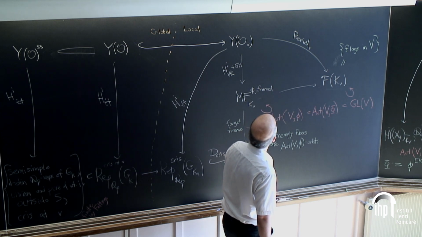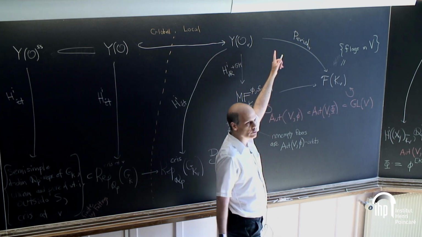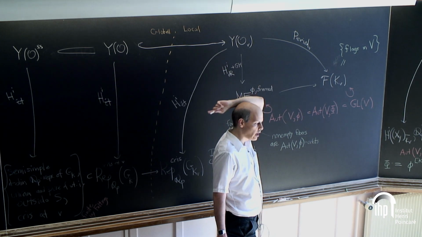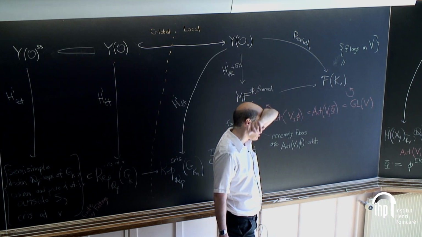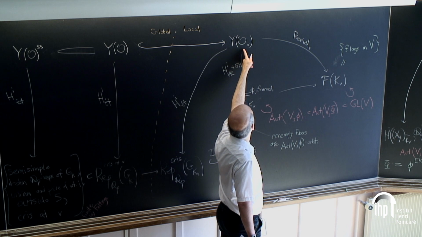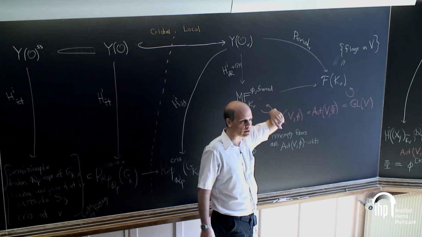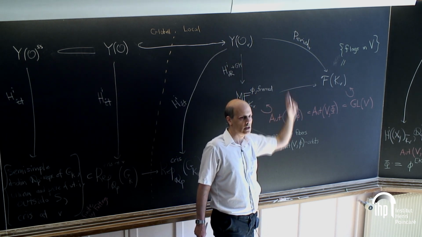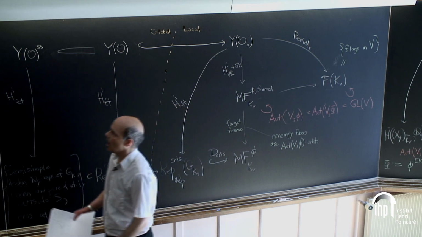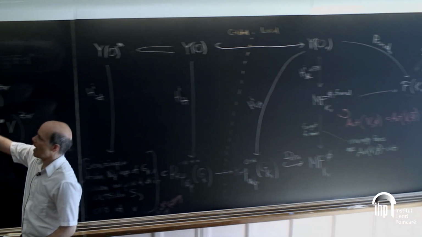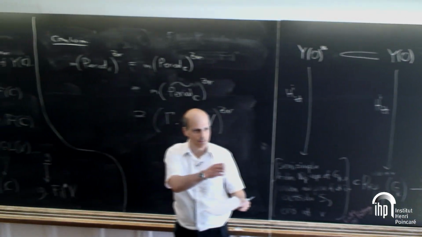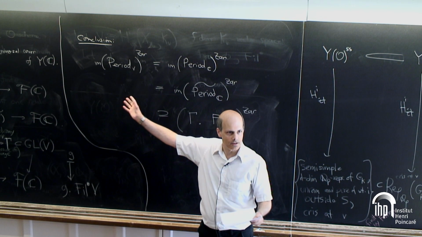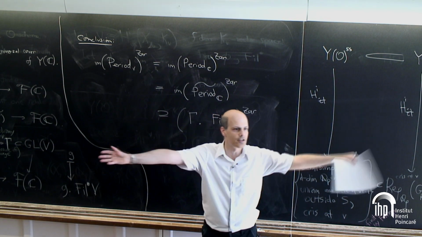So the period map, I've restricted to the case where I just have one residue disk. So we're just looking at one residue disk, and we're looking in the neighborhood of one point in that residue disk. You could restrict to any small analytic neighborhood of that point, and you'd get the same Zariski closure, because the power series converge on the whole residue disk.